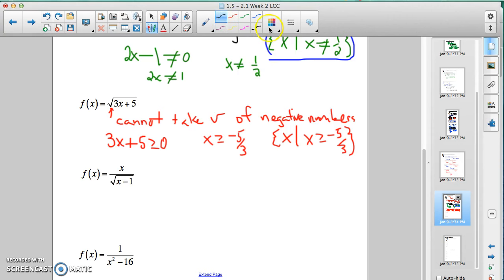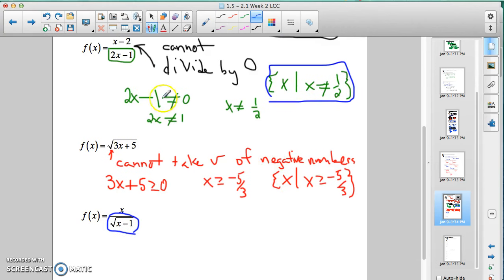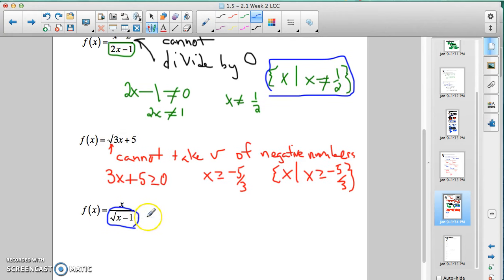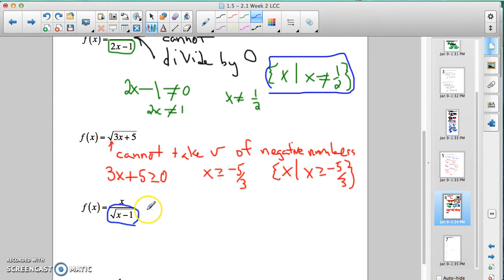All right, this next example, we have both. We have a square root and a denominator. So I've combined these two problems together, where we can't divide by 0 and we can't have negative numbers, into one problem with the square root in the denominator. So basically what we're saying here is I can't have this being 0, but it also can't be negative.